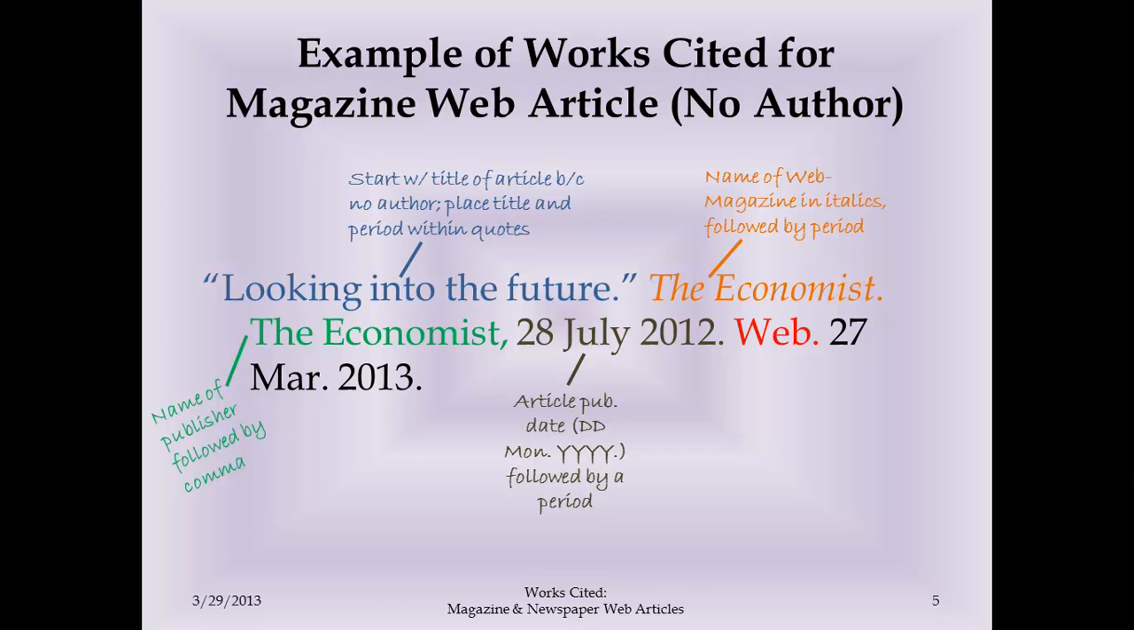Then we put a space, then we put the medium, the source medium. In this case, it's the web, and then we put a period after the source medium, and then finally we add the date that the website was accessed, following the same MLA format of the day first, space, the abbreviated month. In this case, it's March, so I only put MAR, period, space, and then the 4-digit year.